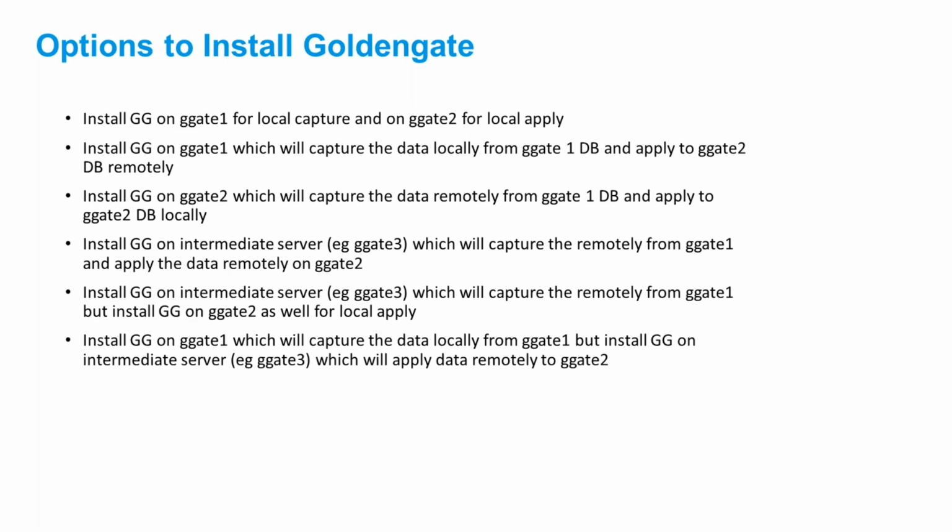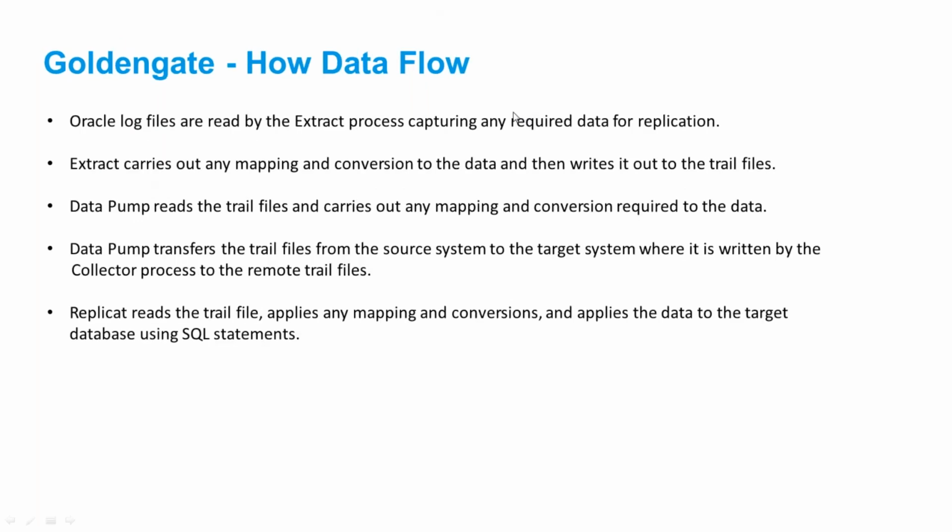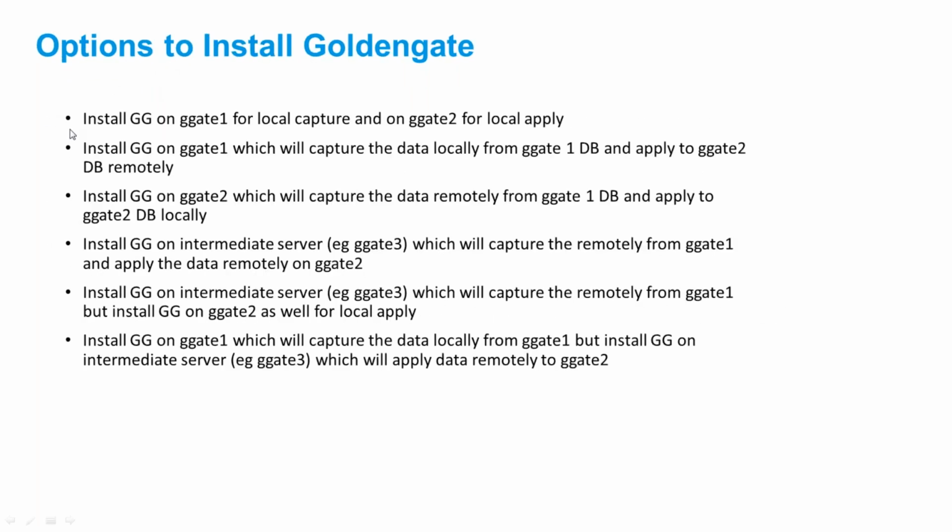Exactly. So I have received most of the answers, almost 100% right now are 4. So we will be going with local capture and local apply. Except one answer is there, which is 4. Why should we be going for remote capture and remote apply? That won't be performance efficient, right? Fourth option is remote capture and remote apply. That won't be performance efficient. The best performance efficient method to go with is install Golden Gate on G-Gate 1 for local capture and on G-Gate 2 for local apply.